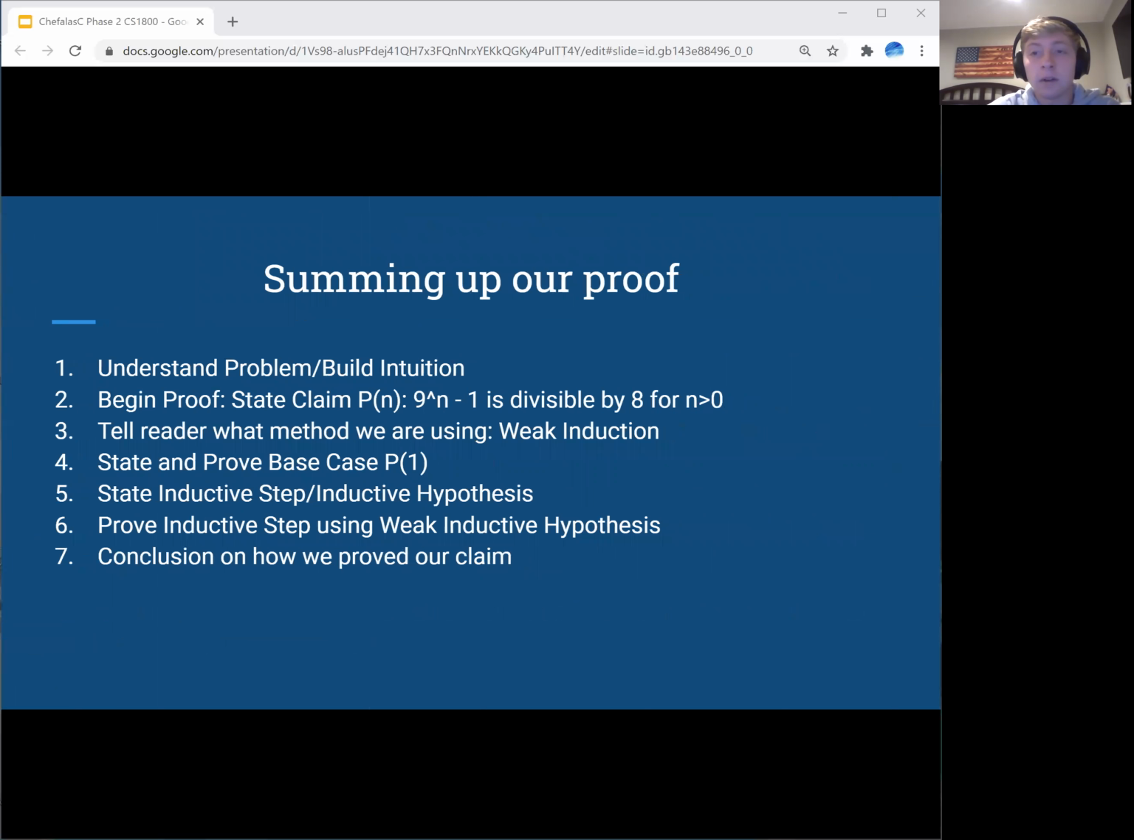To sum up the video as a whole, we first understood the problem by building intuition. Secondly, we began our proof by saying our claim P(n). Third, we told the reader what method of induction we were using in our proof. Fourth, we stated and proved our base case. Fifth, we stated our inductive hypothesis and built an expression we assumed to be true using our weak inductive hypothesis. Sixth, we proved our inductive step P(k+1) to be true using our weak inductive hypothesis. And lastly, we ended our proof with a conclusion as to how we proved our claim. So this is an example of how you prove a claim P(n) to be true through weak induction.